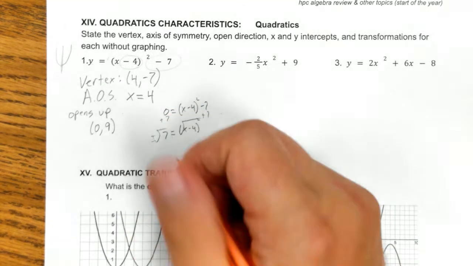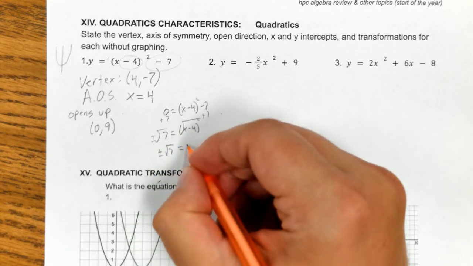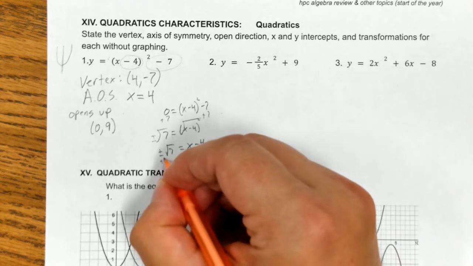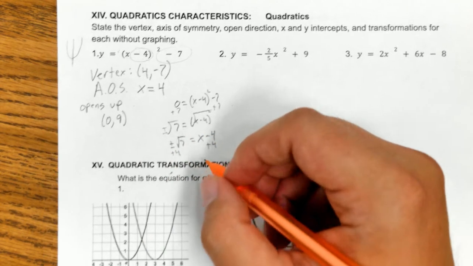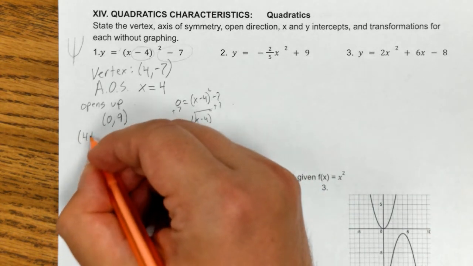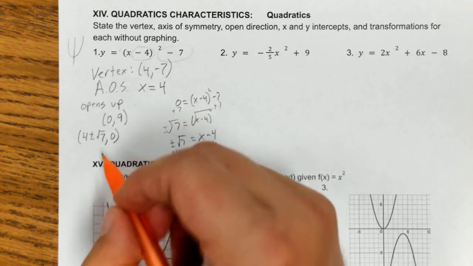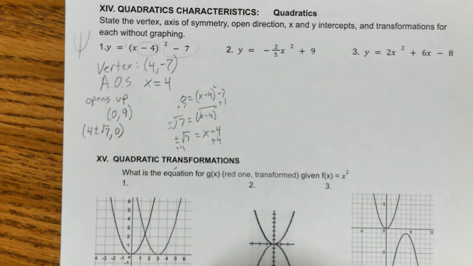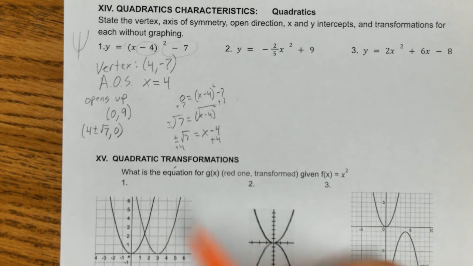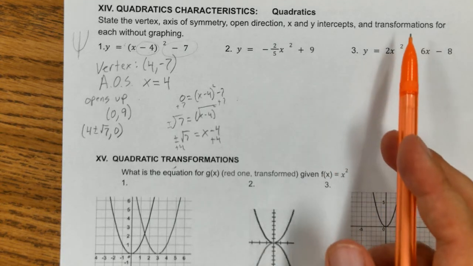And then I'll have plus or minus the square root of 7, and then that's going to equal x minus 4. Last step is to add 4 to both sides, and now this is going to look a little funky, but our x-intercepts would be 4 plus or minus the square root of 7, comma 0. It's totally 100% okay to write it that way. I think that's a lot easier than going through and doing any sort of quadratic formula or getting decimals or anything like that. And the last thing we need to do is describe the transformations.